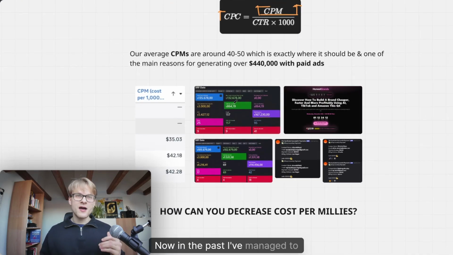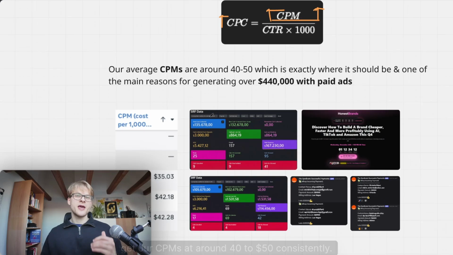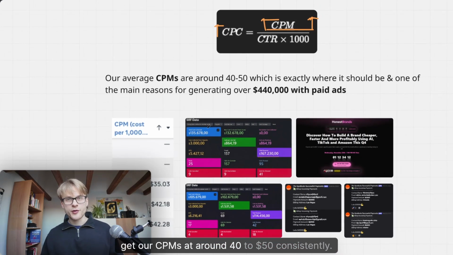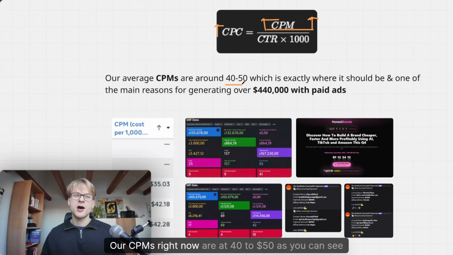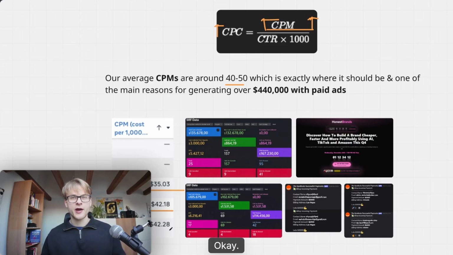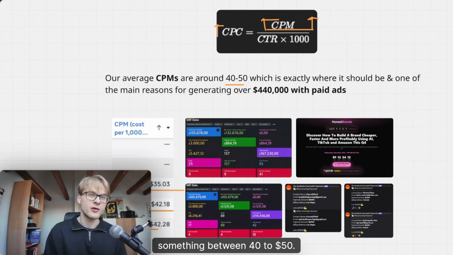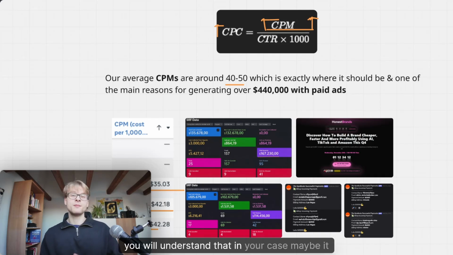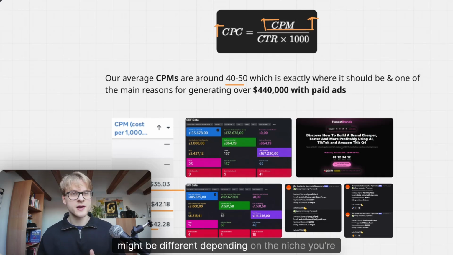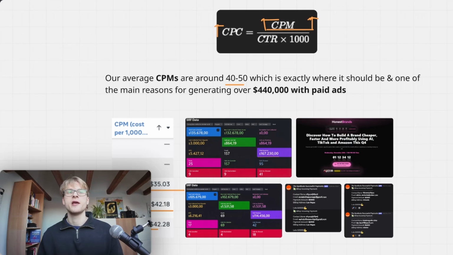Now, in the past, I've managed to get our CPMs at around $40 to $50 consistently. Our CPMs right now are at $40 to $50, as you can see over here, which is exactly where it should be. I've figured out a sweet spot is generally something between $40 and $50. However, you will understand that in your case, it might be different depending on the niche you're in, okay?